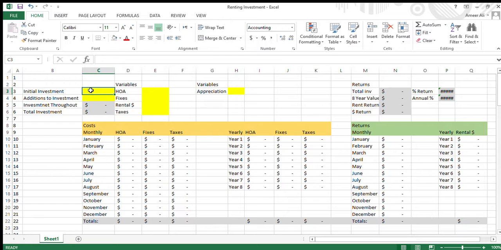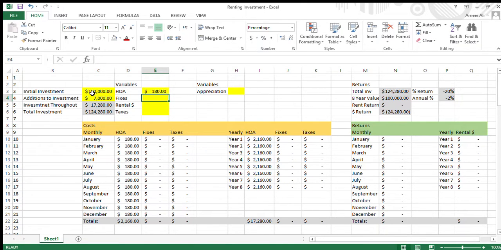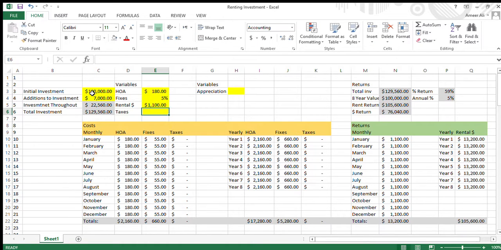So let's say you bought a house for $100,000 and you did an addition, so you did $7,000 worth of investments in it. And then let's say there's a homeowners association fee. It might not be an HOA fee, it might be a realtor fee, but let's say that is $180 a month. So the fixes are a percent. Let's say that your fixes are about 5% of the monthly rent. Let's say your rent for this house is $1,100. That's what you can get for it in this neighborhood.